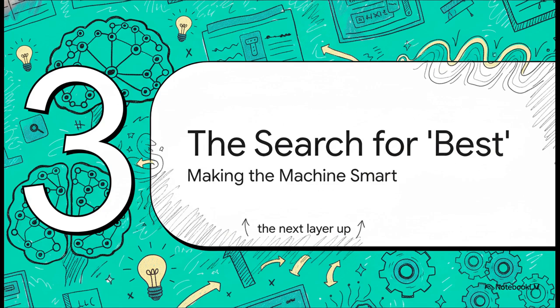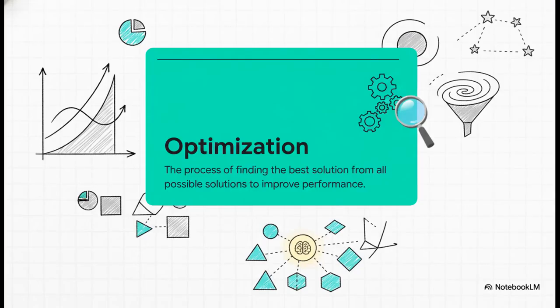This is all about making the machine smart. You know, the secret to artificial intelligence isn't some kind of digital magic. It's math. And specifically, it's a concept called optimization. To put it simply, optimization is just the process of finding the absolute best solution to a problem from all the possible options. The whole goal is just to make something better, faster, or more efficient.